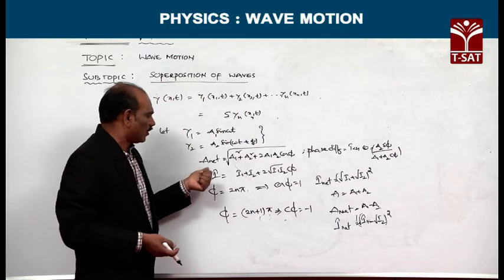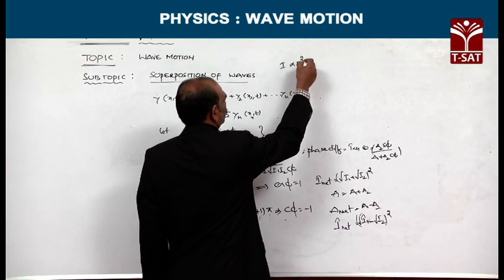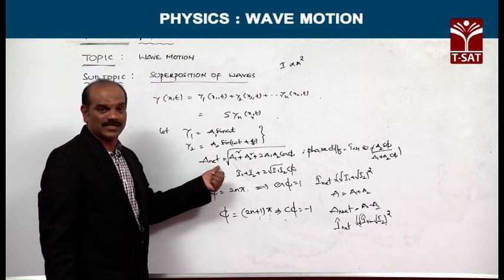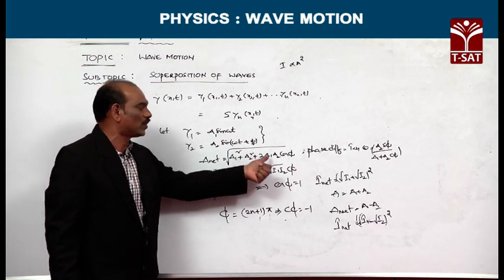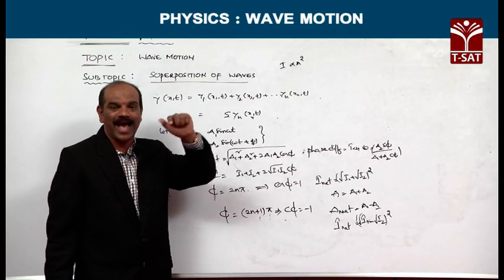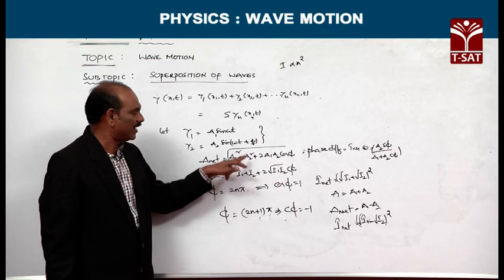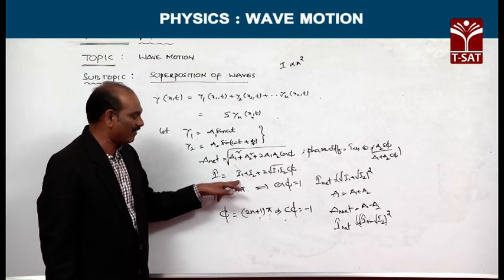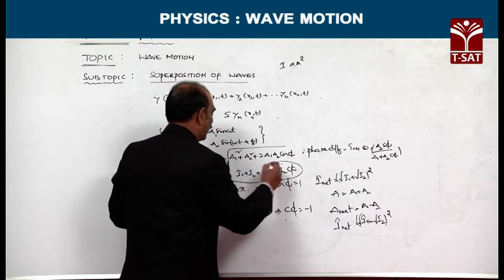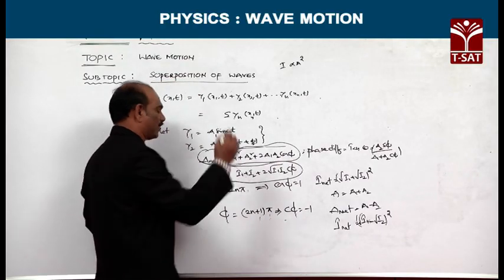Here, we know that intensity is proportional to the square of the amplitude. So, a net square is equal to a1 square plus a2 square plus 2 a1 a2 cos phi. This can be written in terms of I as I net is equivalent to I1 plus I2 plus 2 root I1 I2 cos phi, where a1 square is replaced by I1 and a2 square is replaced by I2. So this is the general formula to find the intensity, and the earlier one is the general formula to find the amplitude.